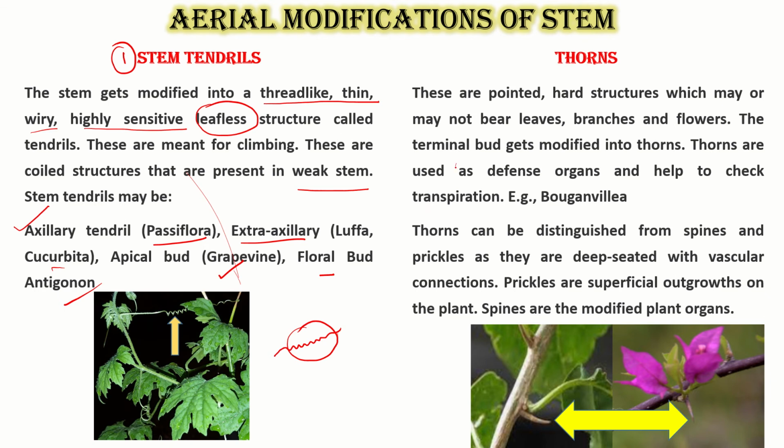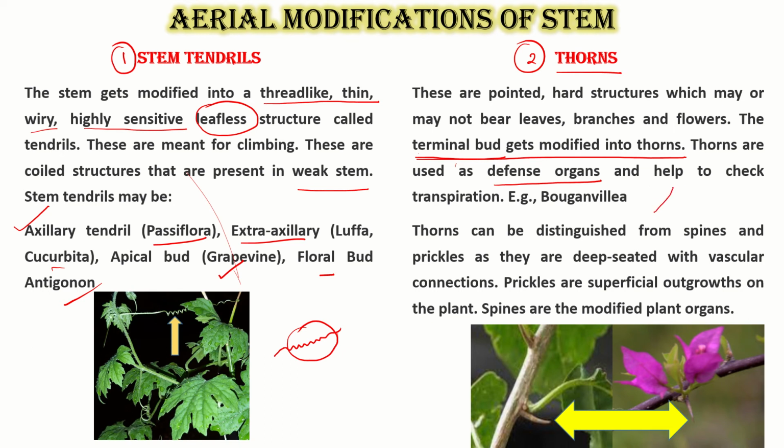Now coming to thorns. Thorns are pointed, hard structures which may or may not bear leaves, branches and flowers. The terminal bud gets modified into thorns. Please note. What is getting modified into thorn? The terminal bud is getting modified into thorns. Thorns are used as defense organ. Obviously, the grazing animals will try avoiding plants which are thorny. They will get hurt, and it helps to check transpiration.